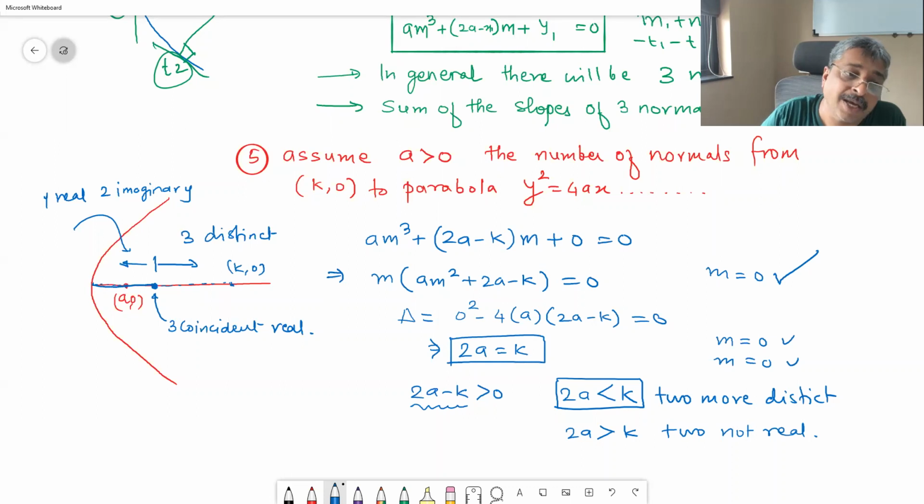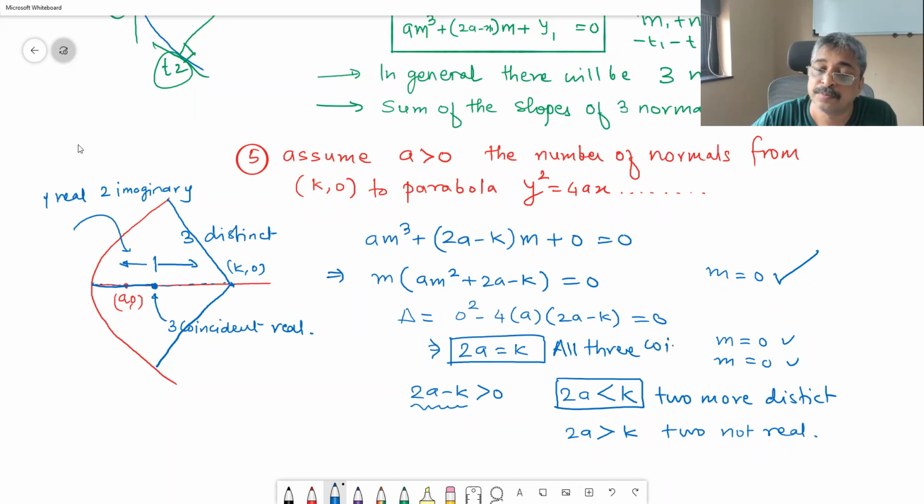Now, the two imaginary roots are going to be distinct, but you cannot draw them, and they are not the same. If you are away from 2a, then you can very well see that they are there and they are going to be symmetric with respect to the x-axis, and everything is fine. So this characterization must be: two more distinct, two not real, and all three coincident. This is the characterization of normals, and it all depends on whether you can solve the cubic.